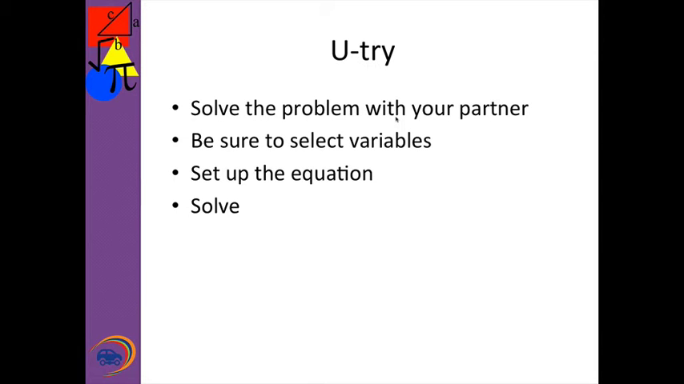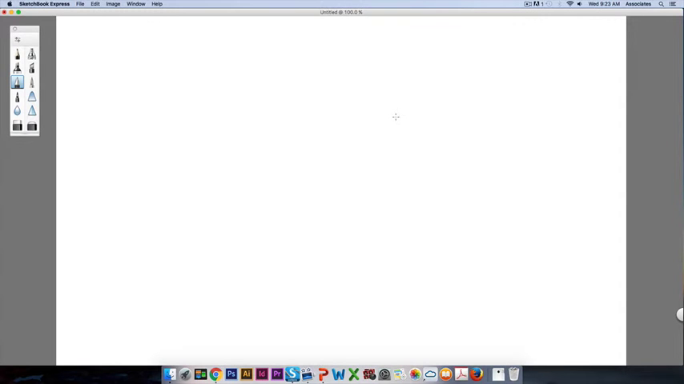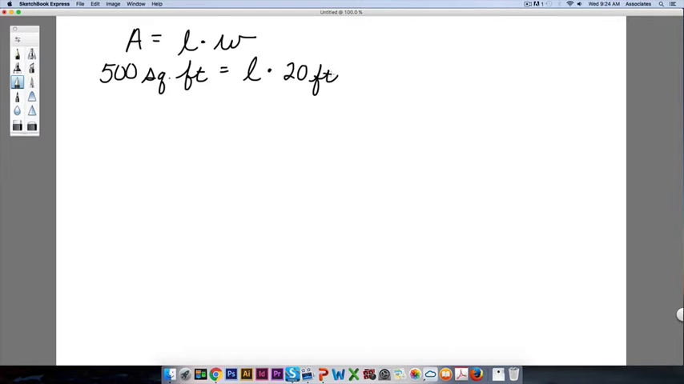Welcome back. Let's go to our slates and look at this problem. Because it was a formula problem, I'm always going to put down the formula first. So area is length times width. It told me in my problem that the area is 500 square feet, equals the length, which I don't know. That's what it wants me to find, but the width was 20 feet. So in this case, I didn't really need to pick variables because all I had to do is substitute into my formula. Now to get the length all by itself, I'm going to divide both sides by 20 feet because that's the inverse of multiplying.